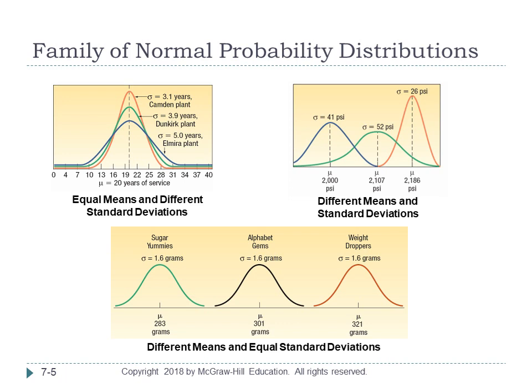For the one to the left, the mean is 283 grams, the middle graph is 301 grams, and the one to the right is 321 grams. Sigma is the same, so the spread of the data is the same, but the location of the mean is different because they have 3 different means.